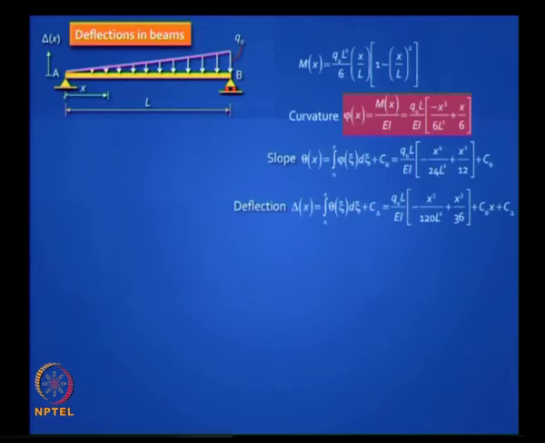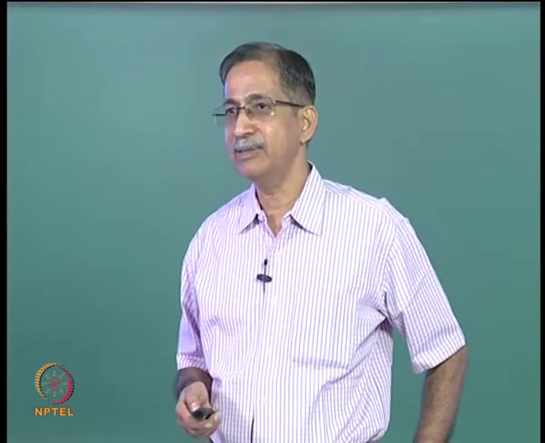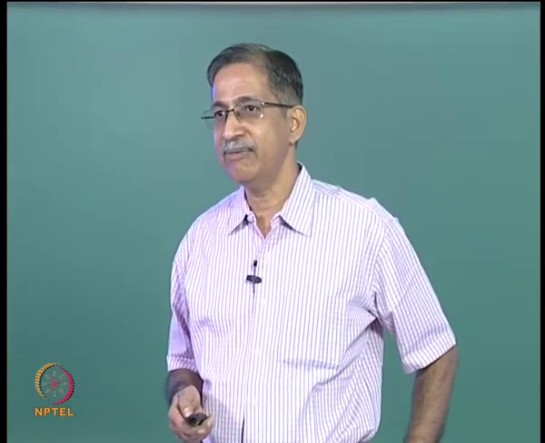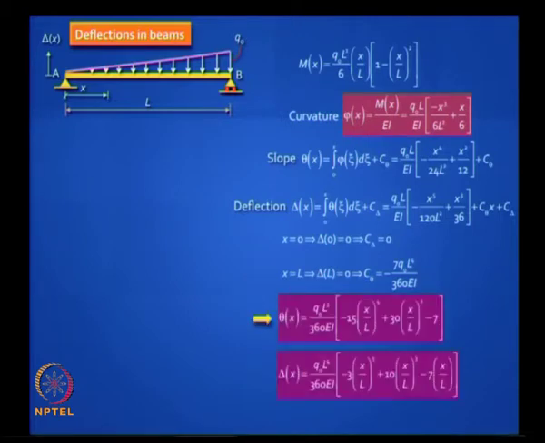How do you solve for those constants? One at a time. Yes. Apply boundary conditions, in this case kinematic boundary conditions. So at x equal to 0 the deflection is 0, so C delta is 0. At x equal to L the deflection is also 0, so you get the second constant C theta. Plug it back into both the equations and you have got the two equations.